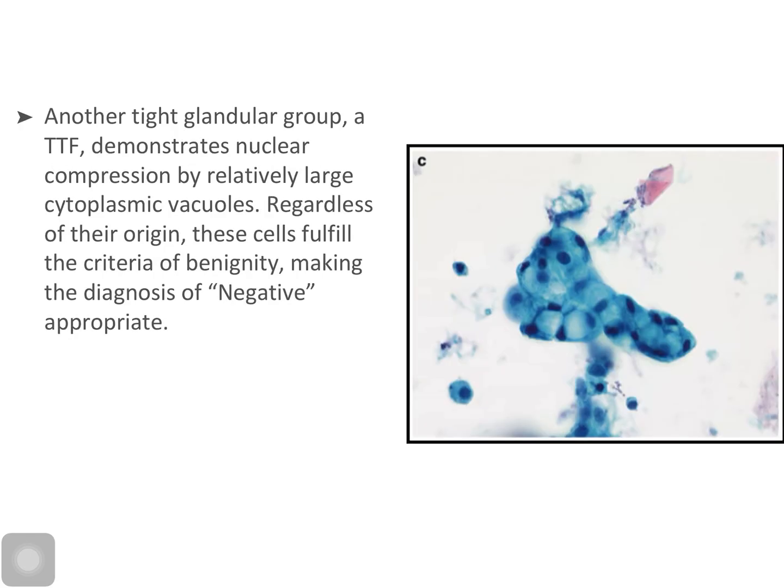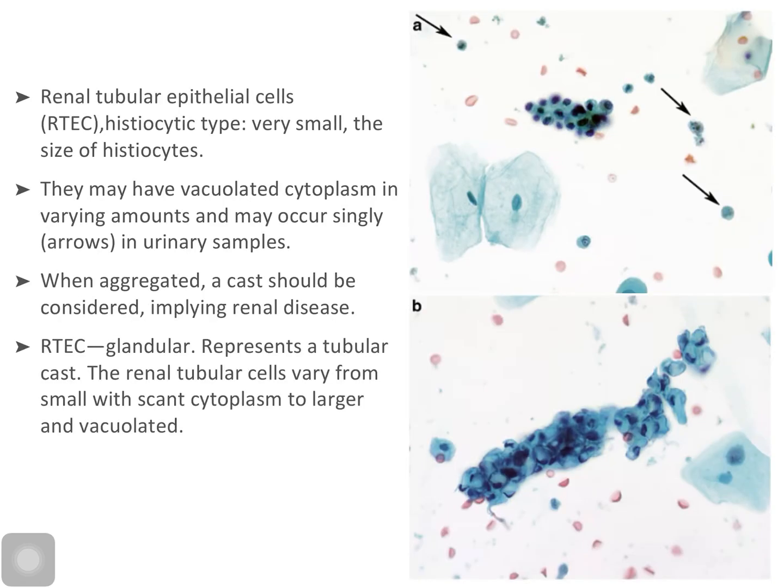Another tight glandular group, a tissue fragment, demonstrates nuclear compression by relatively large cytoplasmic vacuoles. Regardless of their origin, these cells fulfill the criteria of benignity, making the diagnosis of negative appropriate.